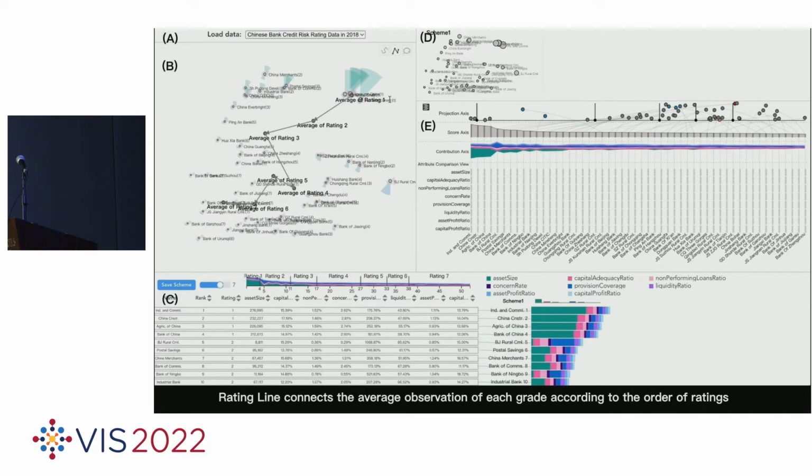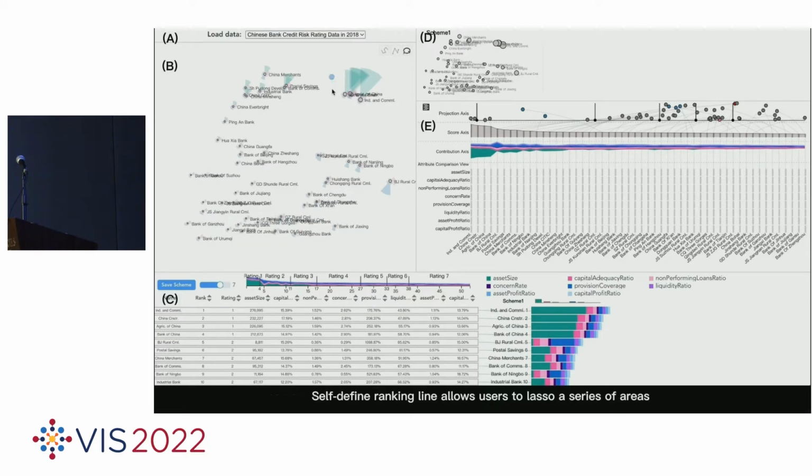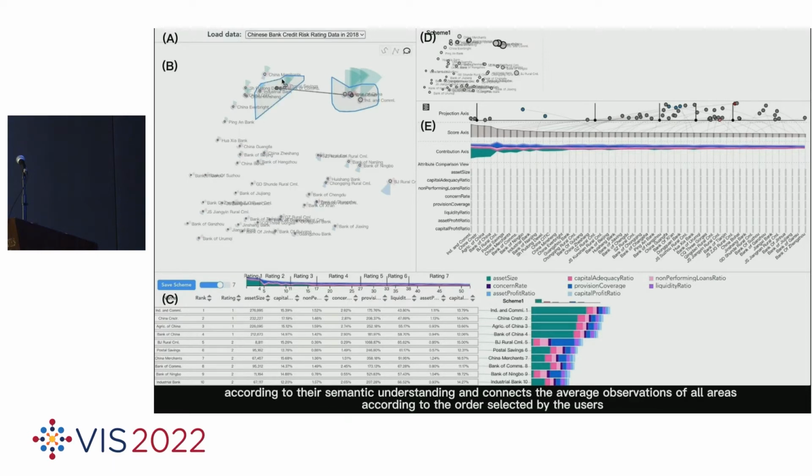Rating line connects the average observation of each grade according to the order of ratings. Self-defined ranking line allows users to lasso a series of areas according to their semantic understanding, and connects the average observations of all areas according to the order selected by the users.